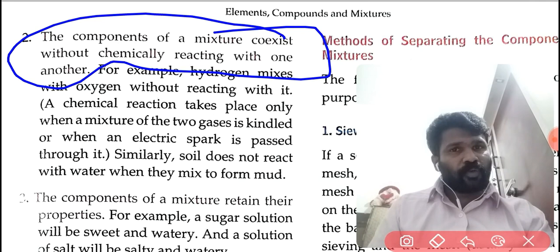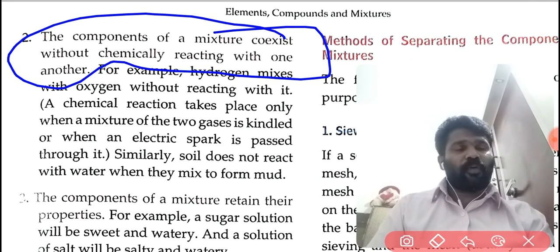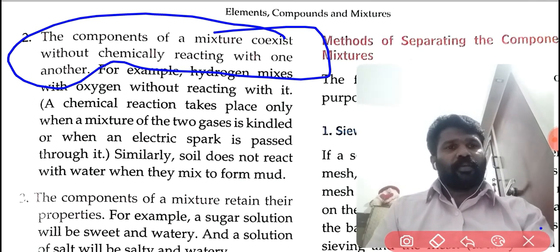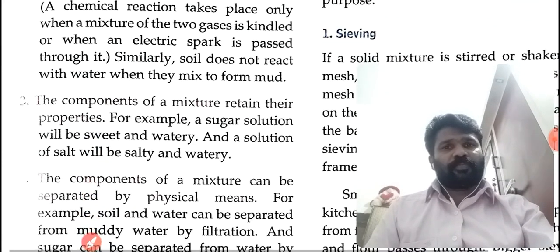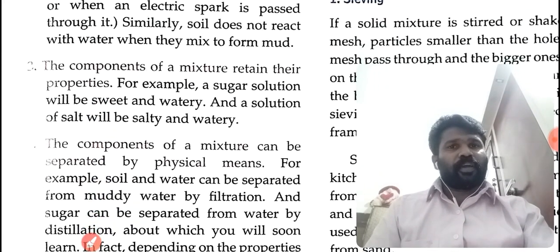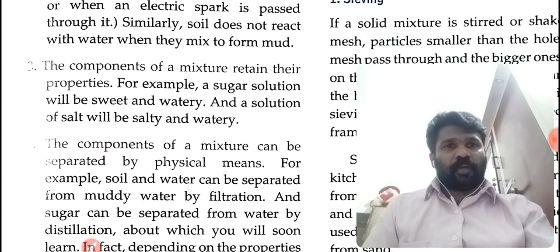Similarly, soil does not react with water when they mix to form mud. Another characteristic is that the components of a mixture retain their properties. For example, sugar.